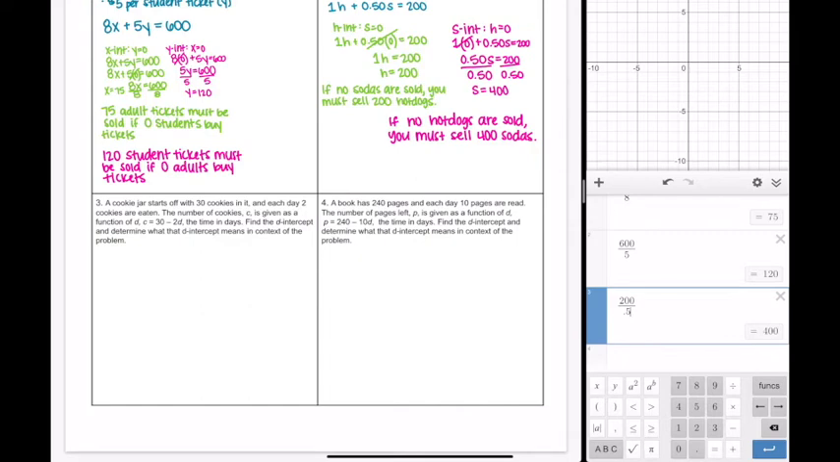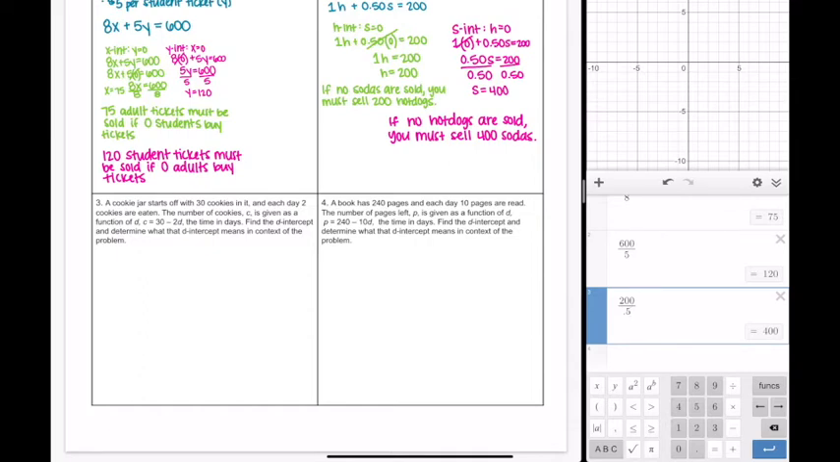Example 3. A cookie jar starts off with 30 cookies in it, and each day 2 cookies are eaten. The number of cookies, C, is given as a function of D. C equals 30 minus 2D, with time in days. Find the D-intercept and determine what the D-intercept means in context to the problem.